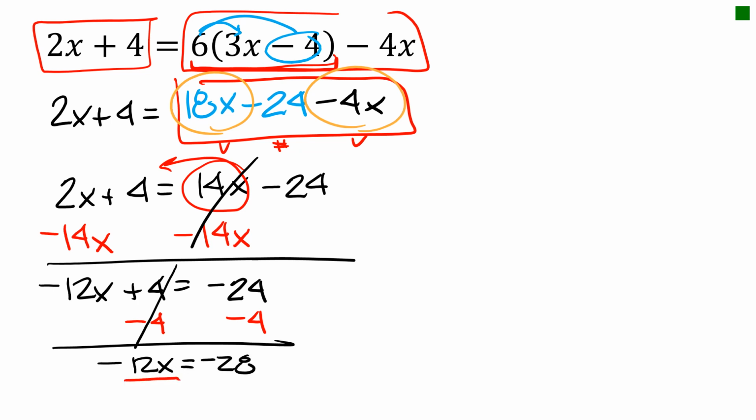Final step after multiplication is division. I'm going to divide by negative 12. I ran out of room, so I'm going to get x is equal to, what does 28 over 12 do? Well, it reduces. They can both divide by 4, so it would be 7 over 3. And that is what you do if you've got variables on both sides of the equal sign.